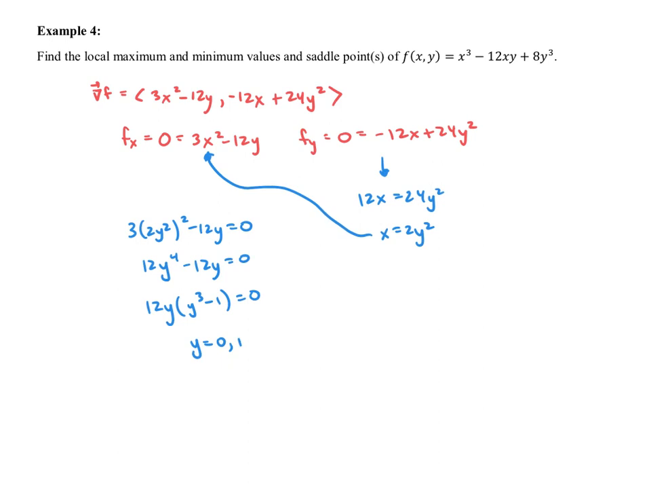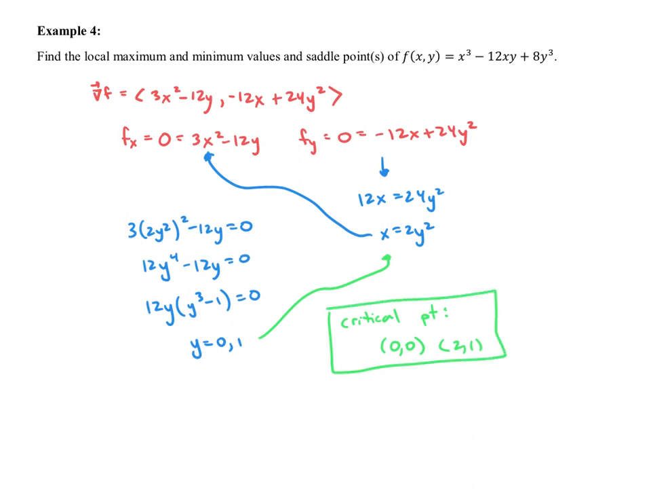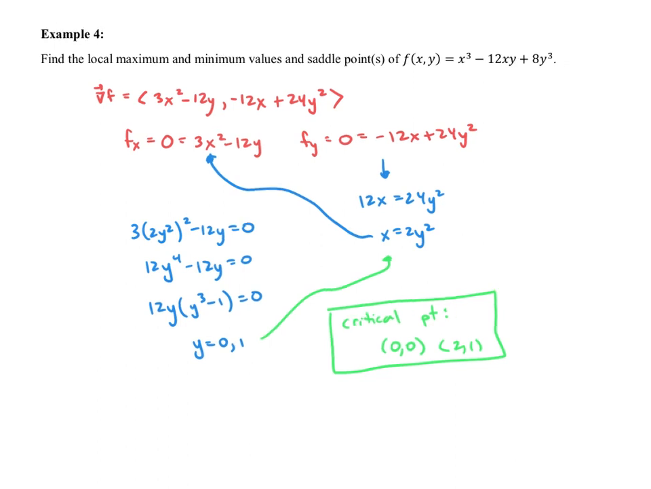And so then we go back into the place that we started. I'll change colors here. So we go back here and say, okay, well, if y is 0, then x is also 0. So one critical point is 0, 0. And if y is 1, then x would be 2. So the other critical point is 2, 1. Okay, now our task is to identify what these two are. Are they minimums, maximums, or saddle points?